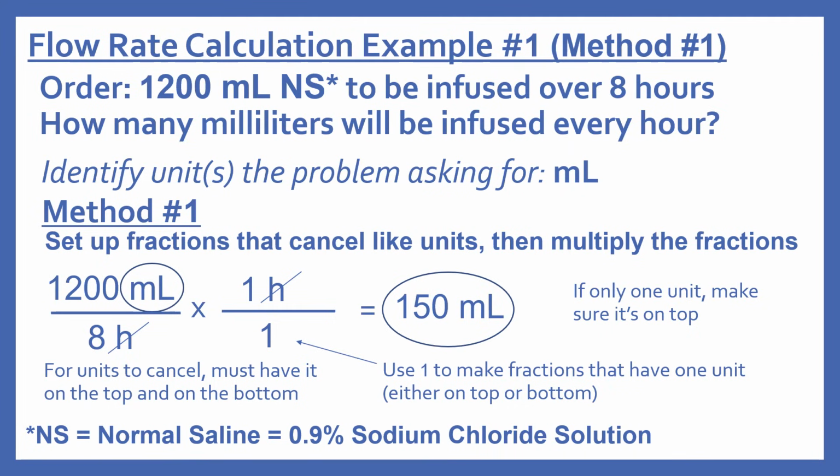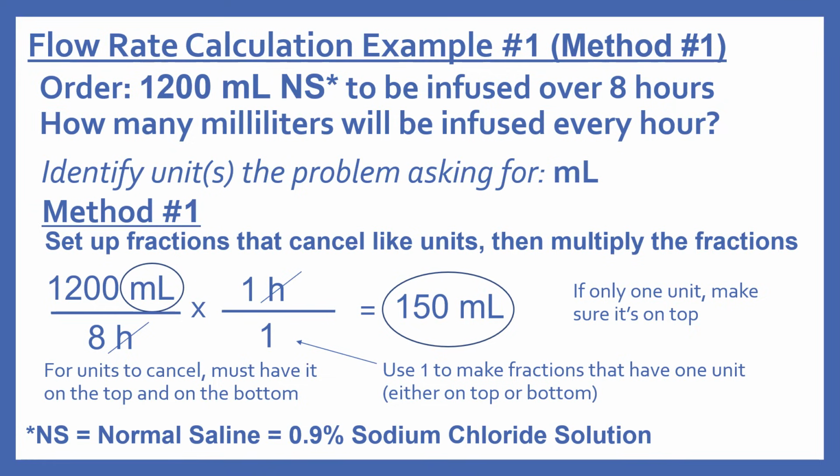Okay, now we'll look at some examples of flow rate calculations. This is example 1, and I'm going to work through both methods with all of our examples so you can see multiple ways to do these calculations. So this is with method number 1. So our order is for 1200 milliliters of NS, and NS stands for normal saline. This is 0.9% sodium chloride solution. So 1200 milliliters of normal saline to be infused over 8 hours. How many milliliters will be infused every hour?